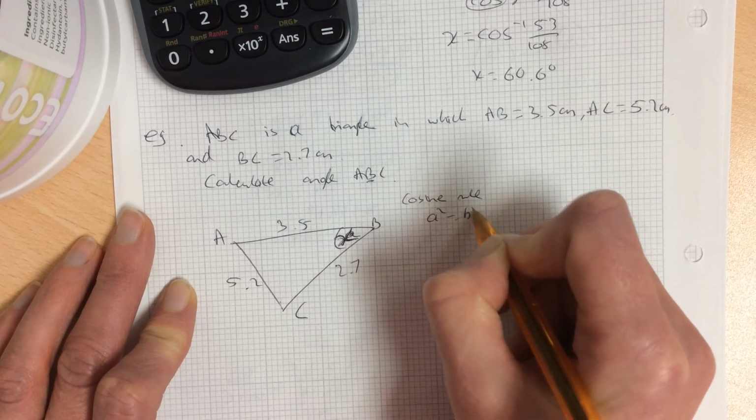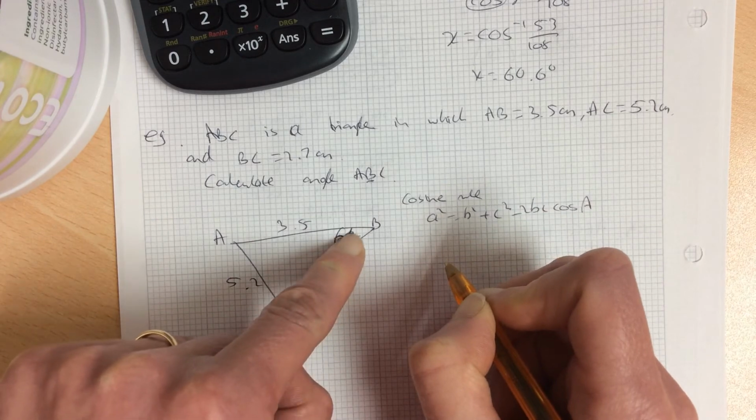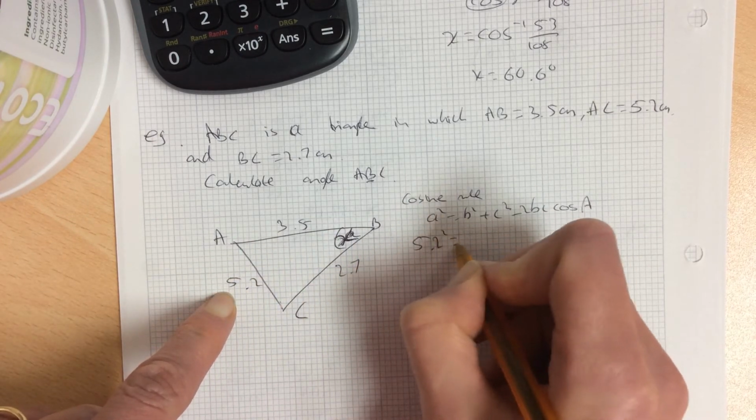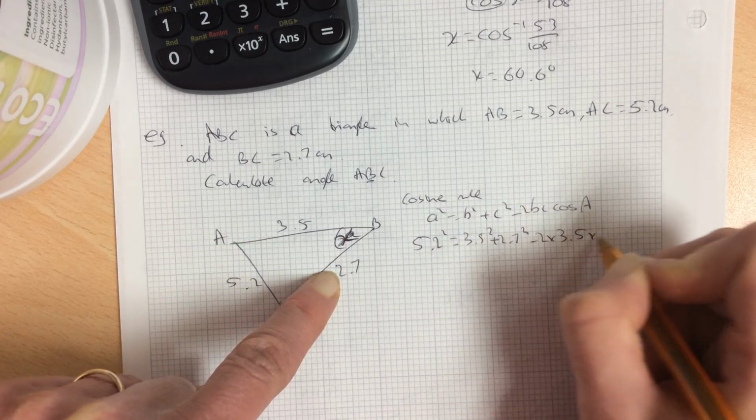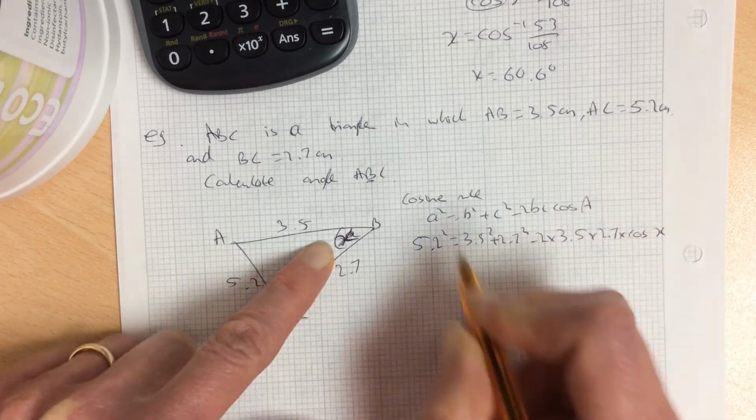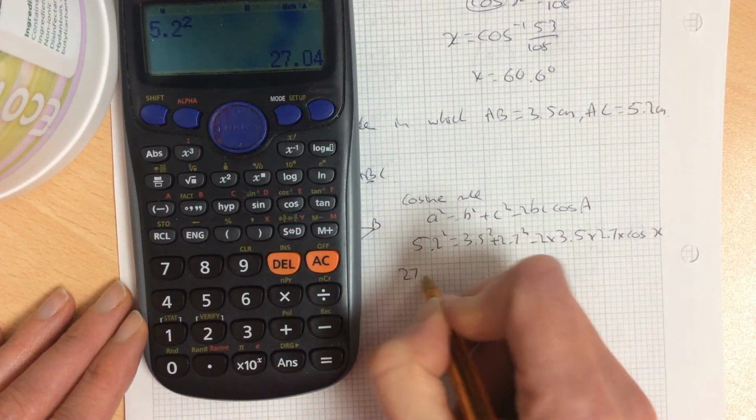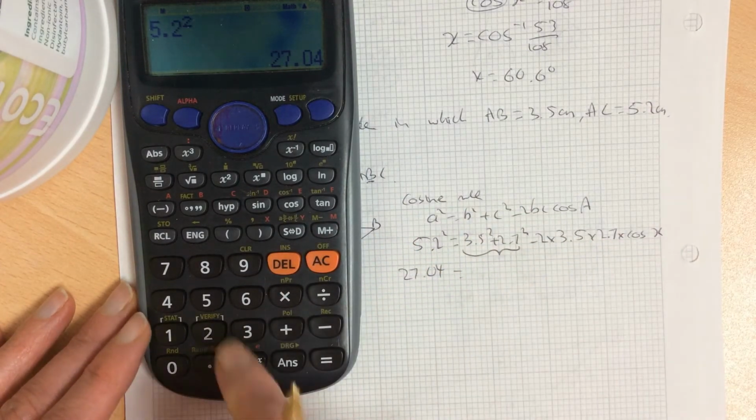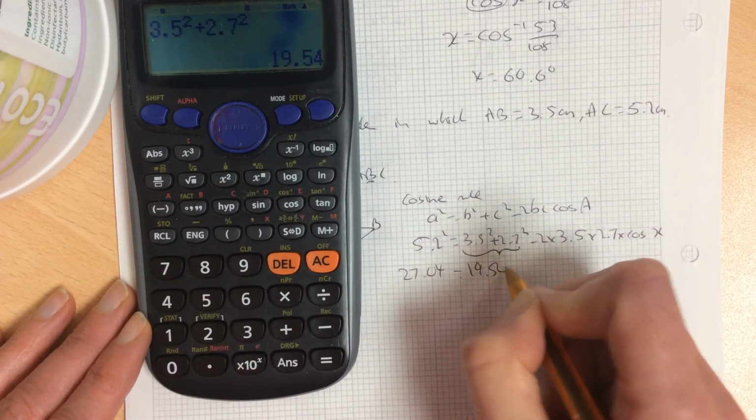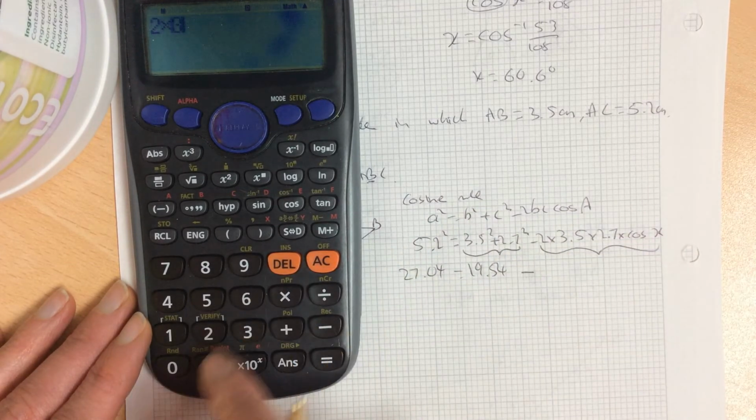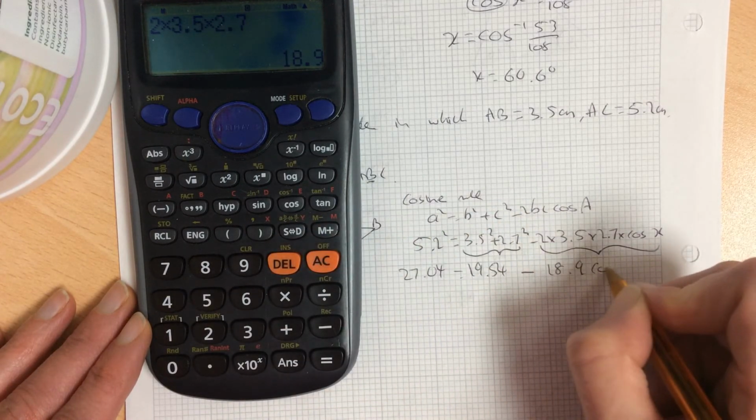So it's A squared equals B squared plus C squared minus 2BC cosine A. So let's get our starting bit. There's your angle, start opposite. 5.2 squared is 3.5 squared, add 2.7 squared, minus 2 times 3.5 times 2.7 times cosine x. So just get this 5.2 squared out of the way: 27.04. You do these two: 3.5 squared, add 2.7 squared to give you 19.54. You do these ones: 2 times 3.5 times 2.7 gives you 18.9 cosine x.